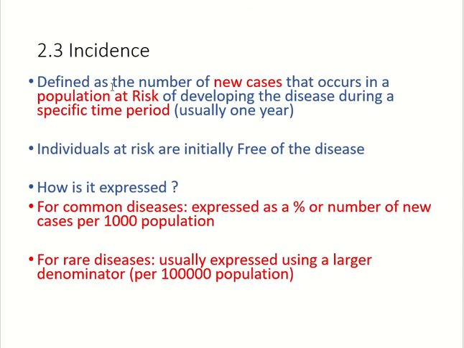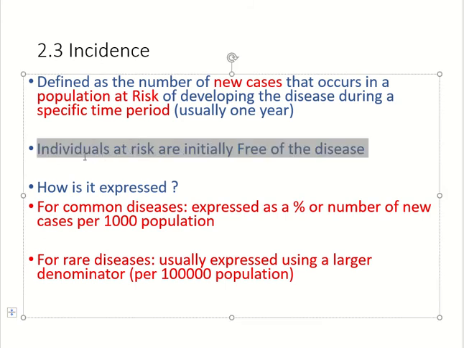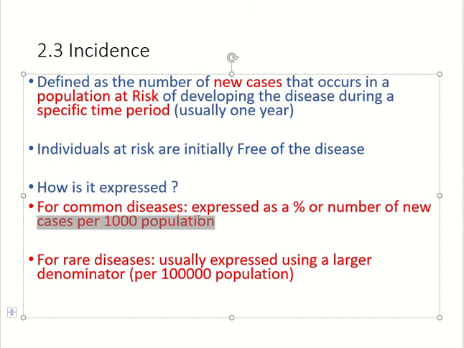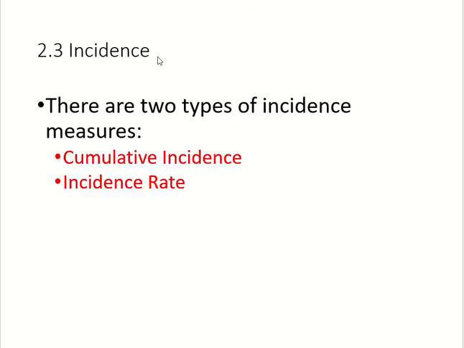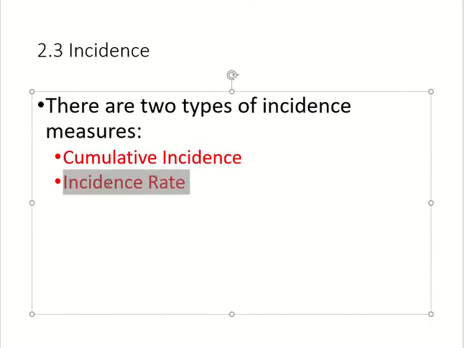So incidence is defined as the number of new cases that occur in a population at risk of developing the disease during a specific time period. Individuals at risk are initially free of the disease. So you start with people that are free, but however, they are at risk. And it's expressed for common disease as a percentage or a number of cases per thousand population. For rare diseases, usually expressed using a larger denominator, so we talk about, for example, 100,000 population. This is for incidence. Now, there are two types of measurement for incidence. There is the cumulative incidence and the incidence rate.